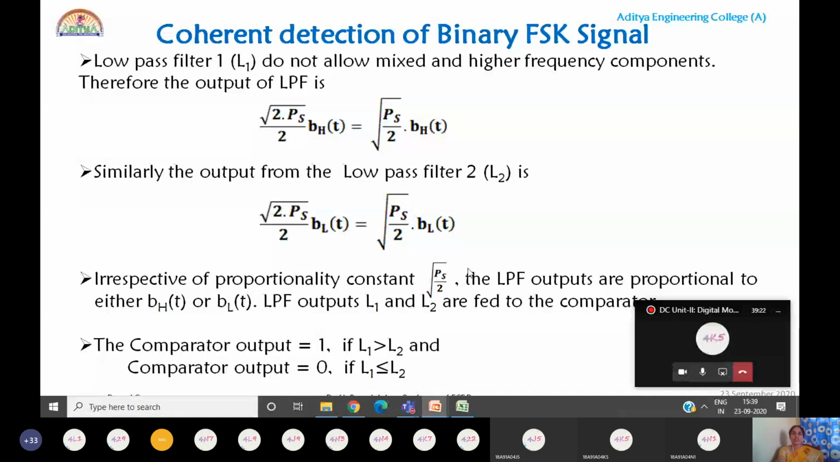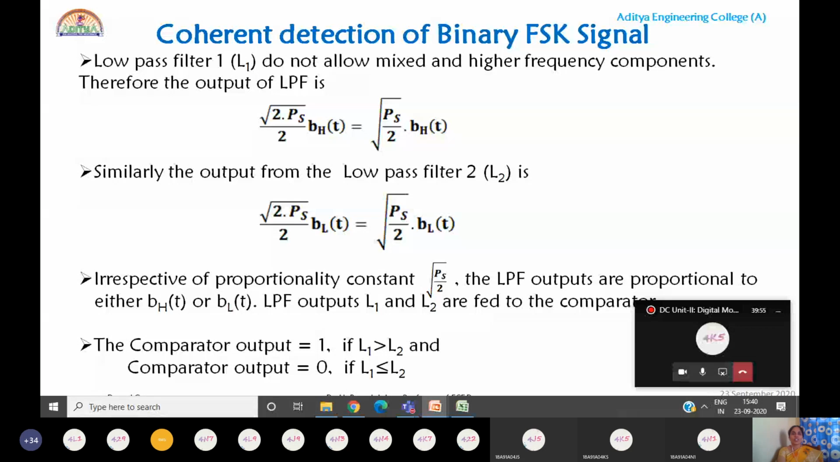So we can say that the low pass filter outputs are proportional to either BH of t or BL of t based on the corresponding frequency used. If you use cos 2 pi FHT as the multiplier input, you will get BH of t. If you use cos 2 pi FLT in the lower correlator, then you will get the signal proportional to BL of t. Okay, so low pass filter outputs L1, L2. Now both the outputs are fed to the comparator.